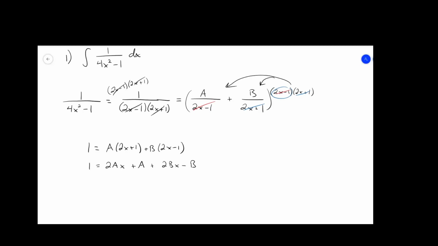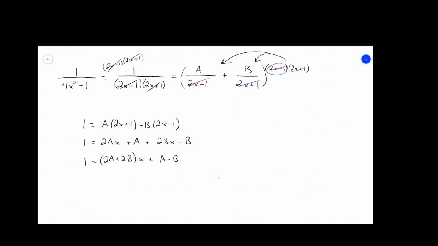And then you just put all of the terms that have an x together. You get 2a plus 2b times x plus a minus b. Okay, everybody see what I did? I just combined the terms that have an x, factor the x out, and then I combine the terms that don't have an x and put those together.